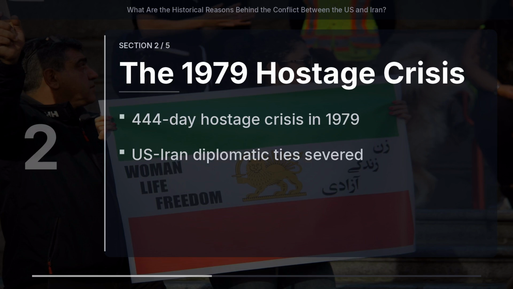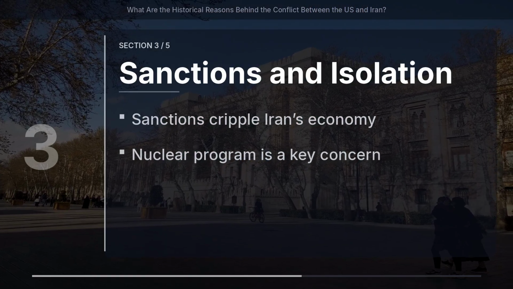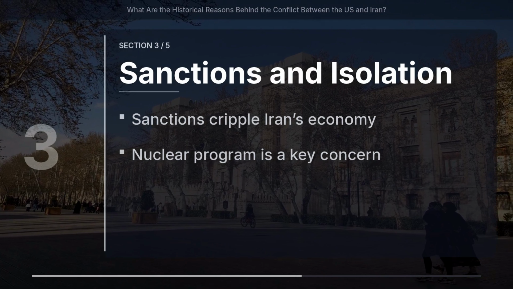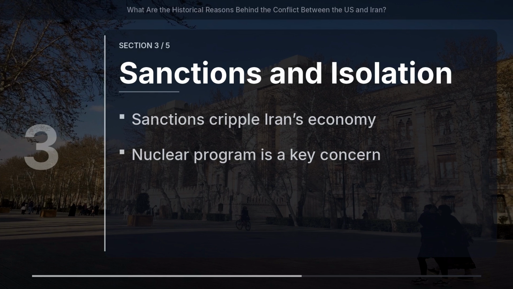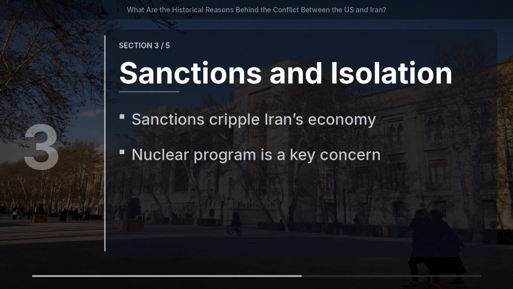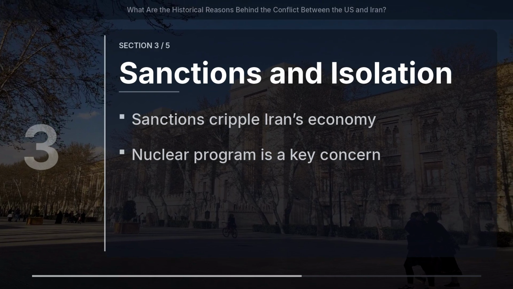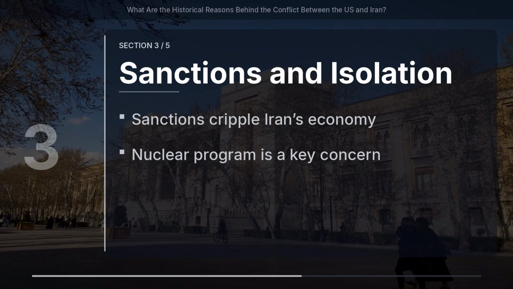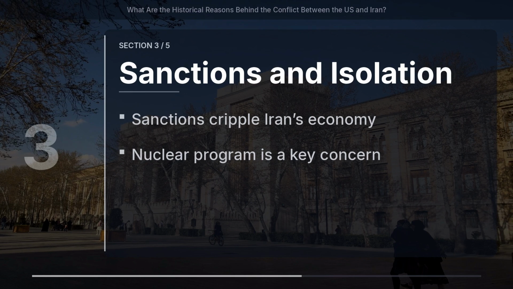Following the hostage crisis and through the decades, the U.S. imposed extensive economic sanctions on Iran. These sanctions aimed to pressure Iran to halt its nuclear program and limit its regional influence in the Middle East. The sanctions have severely impacted Iran's economy and heightened tensions, especially as Iran views them as economic warfare that justifies its resistance to U.S. demands.